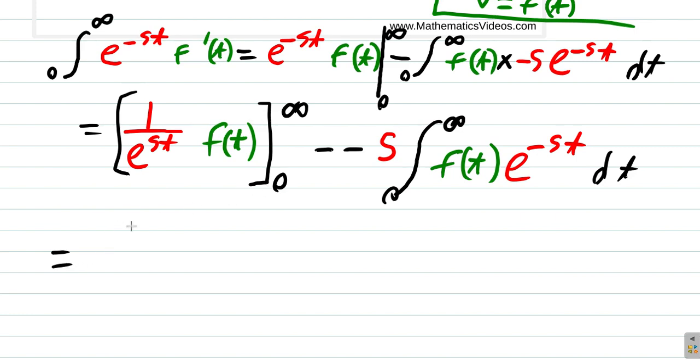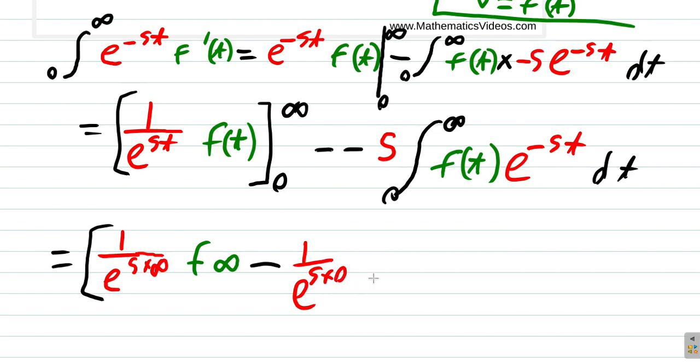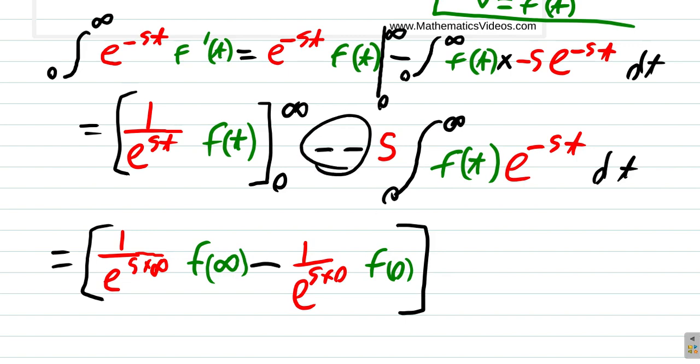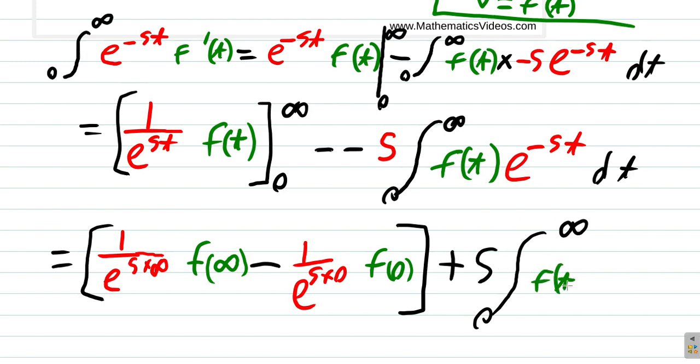You put in the boundaries of integration. What we have is 1 over e to the s times infinity, f of infinity, minus, then we have 1 over e to the s times 0 times f of 0. Alright, what happened here now? Minus negative, that's a plus. We have the s here. s times the integral from 0 to infinity of f of t e to the negative st dt.